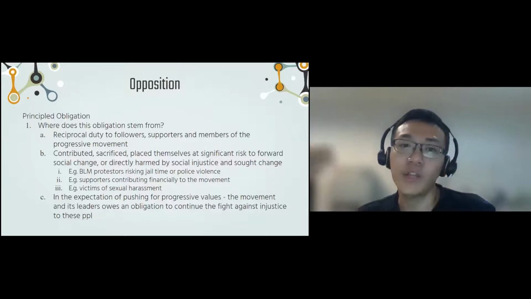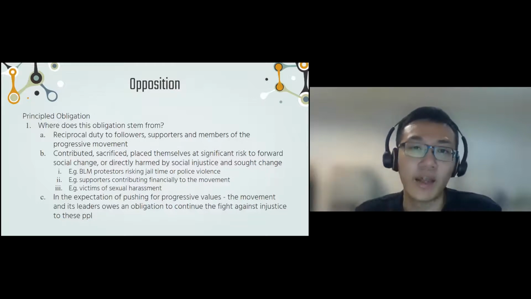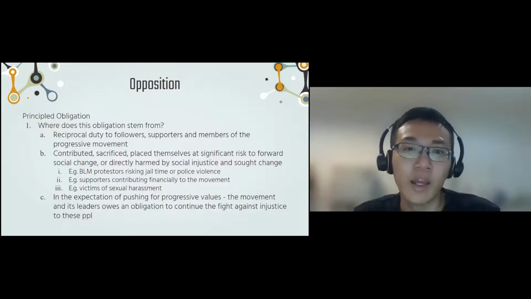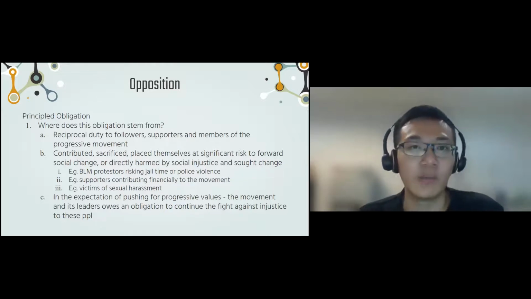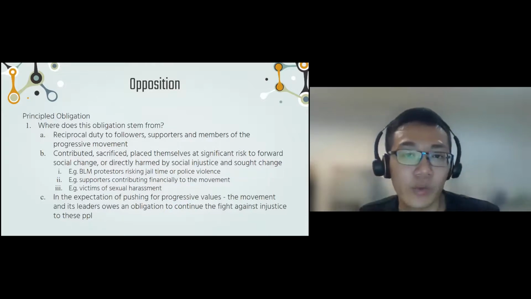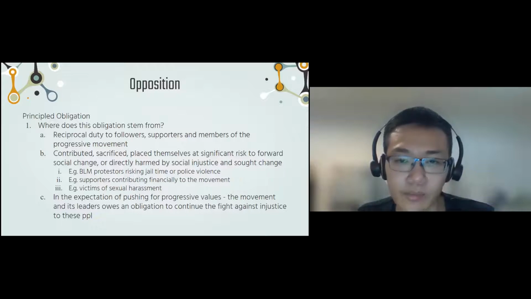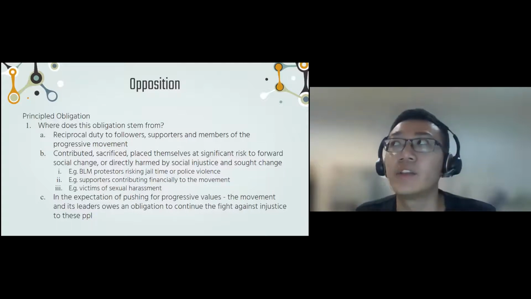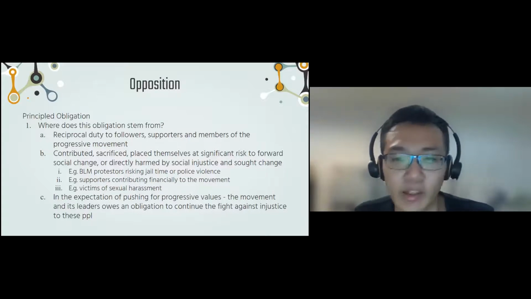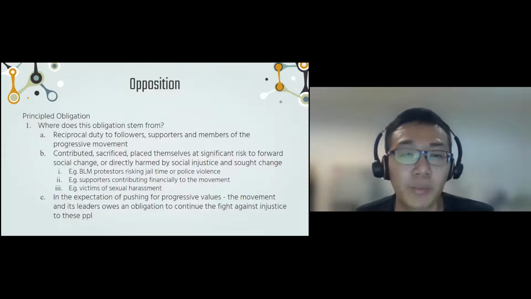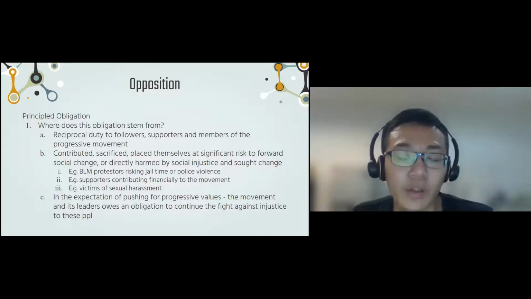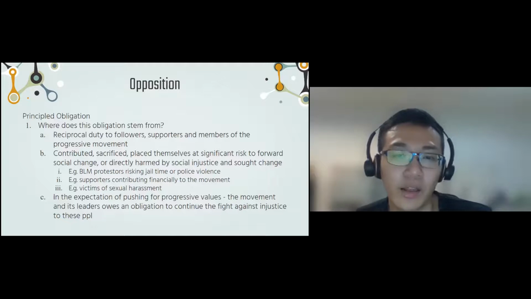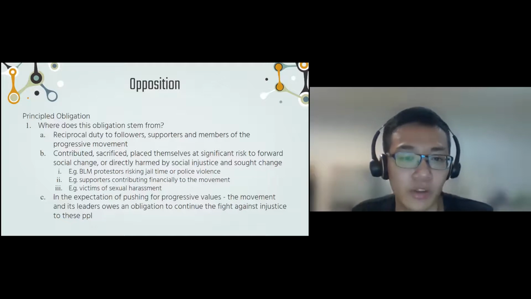And every single person that came to riot added value to the protest, added urgency and impact to the protest, and eventually the BLM movement as a whole successfully stripped qualified immunity from police officers, which is why Derek Chauvin is being charged with murder right now. I think the court case has some development, haven't been keeping up with that. But the point here is that they took risks to forward the cause of the movement, and that's why the movement owes a reciprocal obligation to help them.